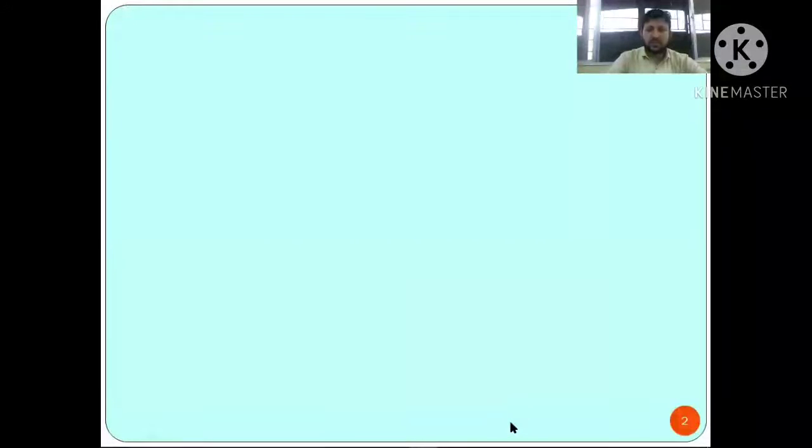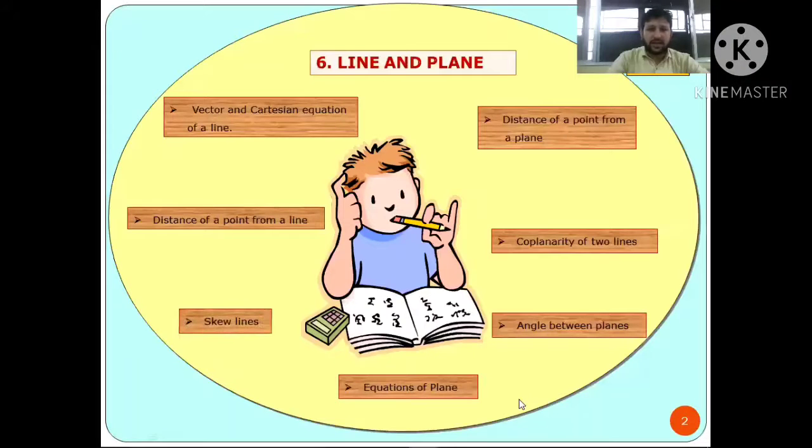Hello students, today we continue the lesson Line and Plane, with numericals based on skew lines. In the previous video you have seen the theorem related to skew lines, used to find the distance between skew lines. Let us see an example.